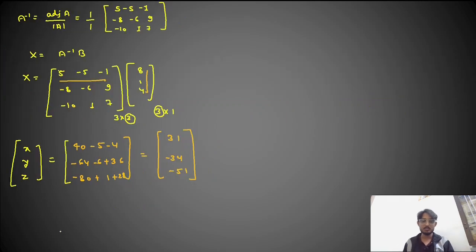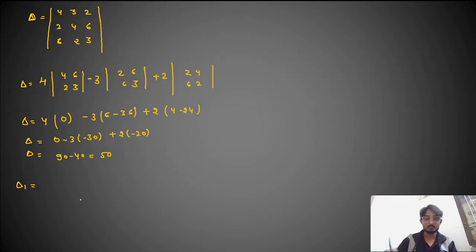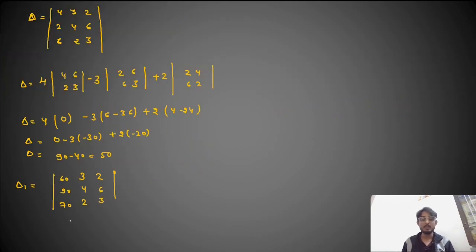Okay, so here delta 1 equals, second and third column remain the same, but the first column will be 60 90 70. How can you find the value of this delta 1?